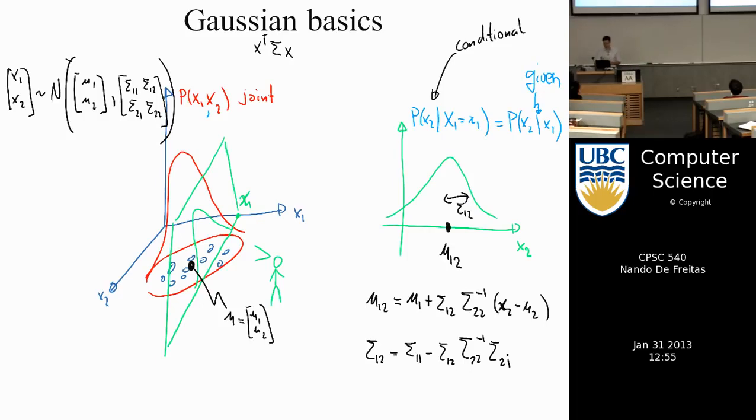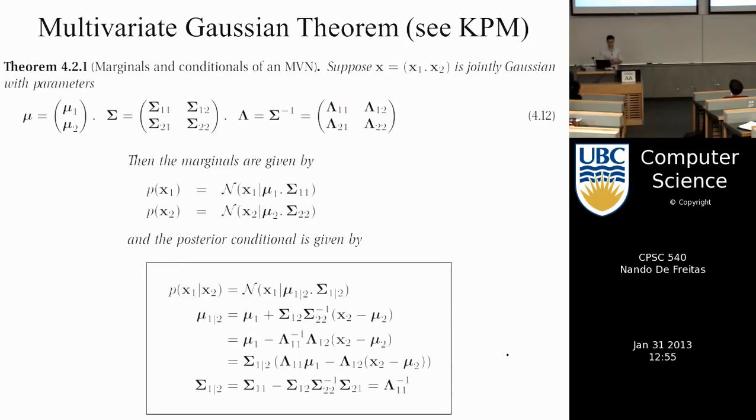That essentially is what this theorem is saying from Kevin's book. The theorem says, consider a multivariate Gaussian. We're going to consider two blocks of that multivariate. So there's going to be a vector x1 and a vector x2. So far, because I've been plotting, I've assumed that x1 is scalar and x2 is scalar. But of course, the treatment is much more general. x1 could be a vector, x2 could be a vector.